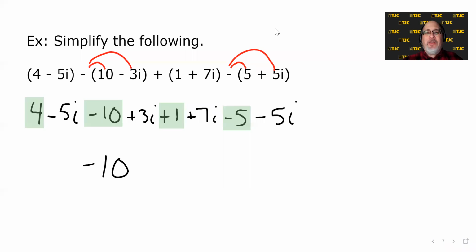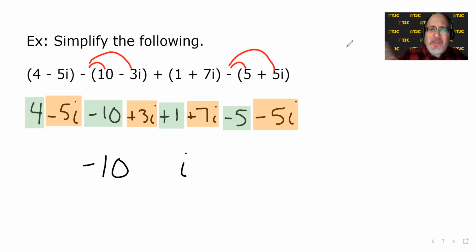Then track down all the imaginary parts, which are all the remaining parts. They all have i's. Minus 5i plus 3i plus 7i and minus 5i. Let's attack it from left to right. Minus 5i plus 3i. You know what? Forget the i's. We'll just add the numbers and stick it in front of the i, because they're all like terms and it's going to end up with an i anyway. So let's just focus on the numbers in orange. Negative 5 plus 3 is negative 2. Negative 2 plus 7 is positive 5. Finally, positive 5 minus 5 is 0.